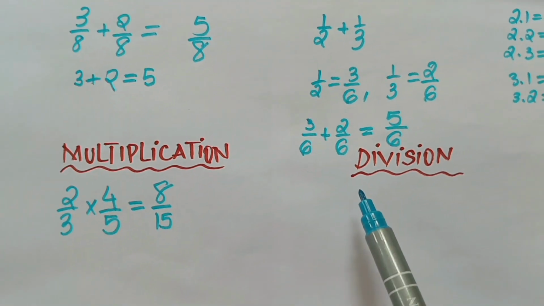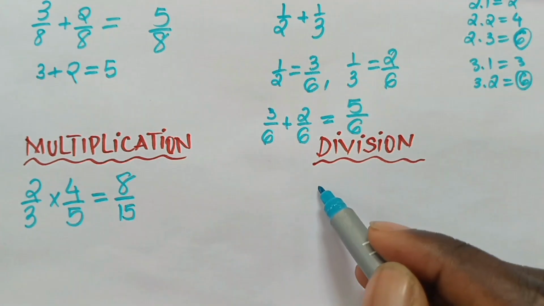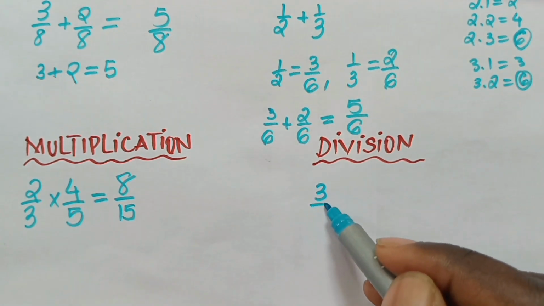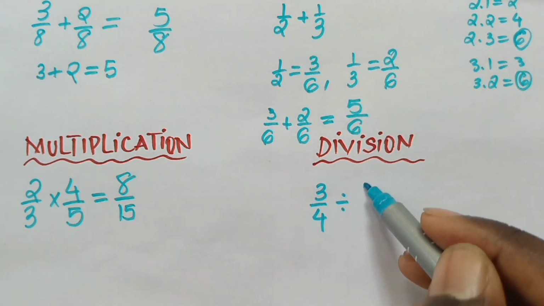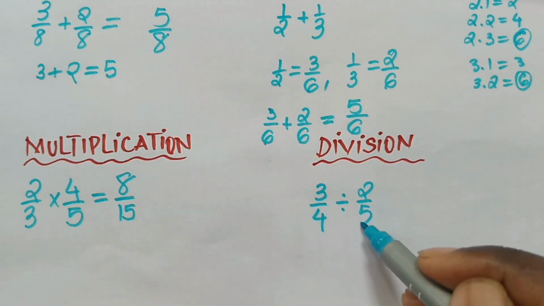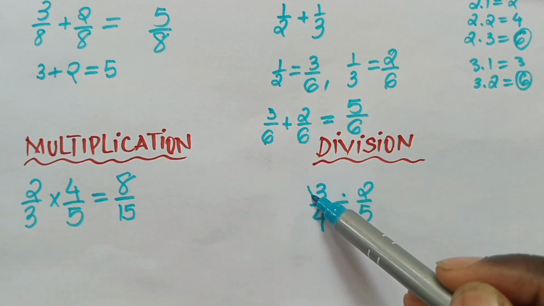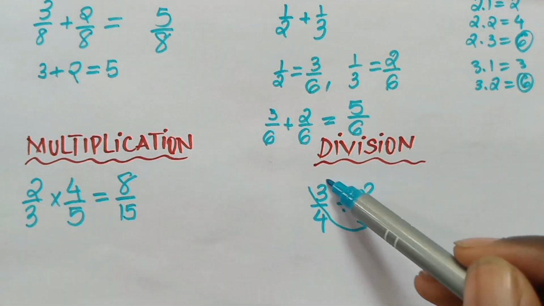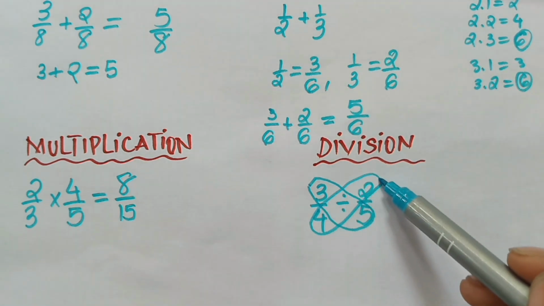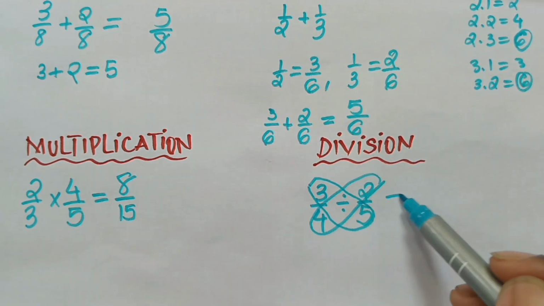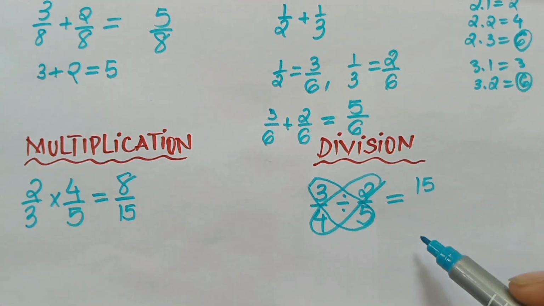And here in division it is not the same. I'm going to show you with this example. For example, we have here 3/5 divided by 2/4, okay? What can we do now? We have to multiply, but in this way. 3 multiplied by 5 and 4 multiplied by 2, okay. 3 multiplied by 5 is 15.